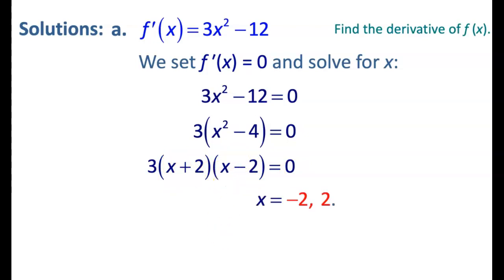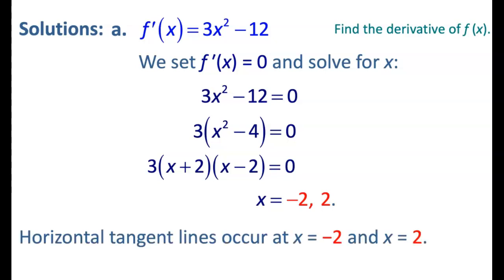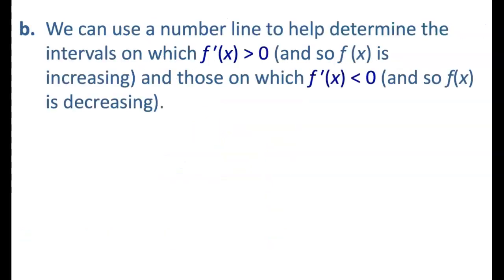So that happens at x equals 2 and negative 2. All right, so those are two opportunities. Those x values are opportunities for the function to go from increasing to decreasing or the opposite. So those are our horizontal tangent lines. As we drag that green dot around the function, that's where the tangent line goes horizontal and it has an opportunity to change direction.